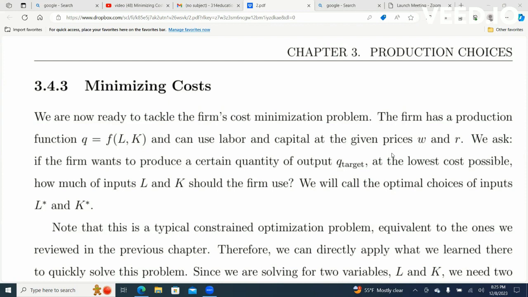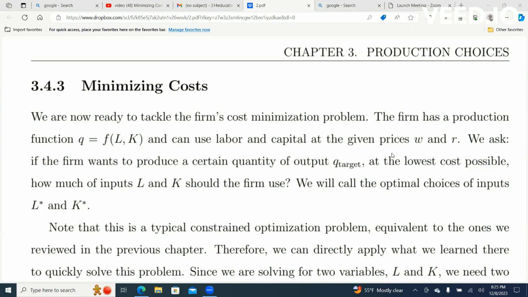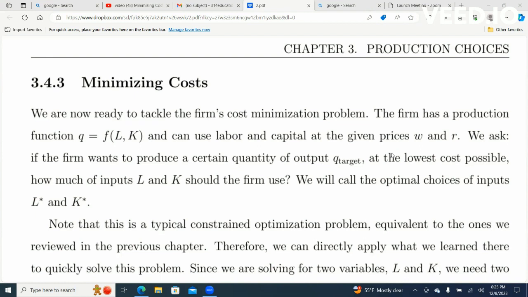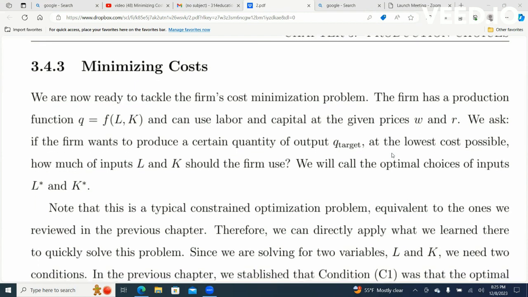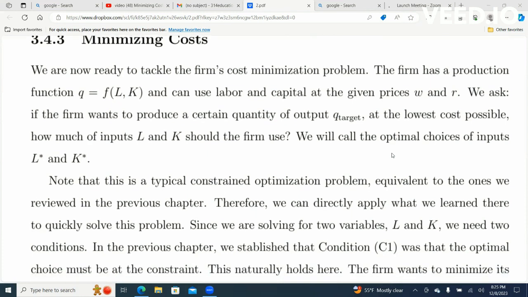Okay, so in the previous video, we had discussed minimizing cost. Hopefully, we can do the whole thing in one video. We're going to briefly discuss and we'll go over the three different cases. Okay, so we are now ready to tackle the firm's cost minimization problem.